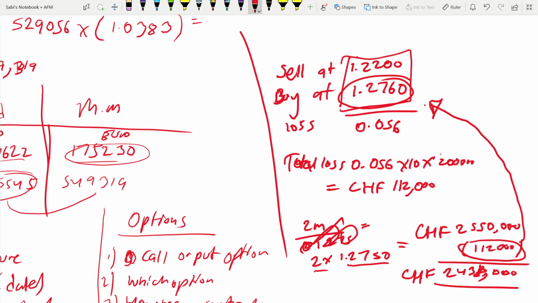That's how future works. Now let us go to options, and option is the last, and we'll finish this with options. In options we have two questions, one for receipt, one for payment.